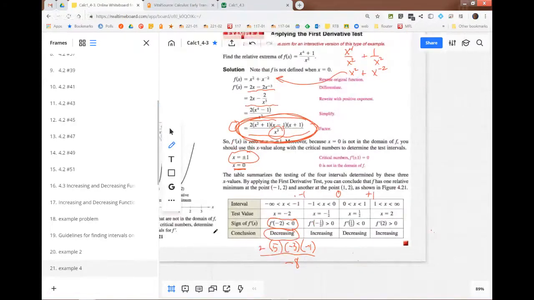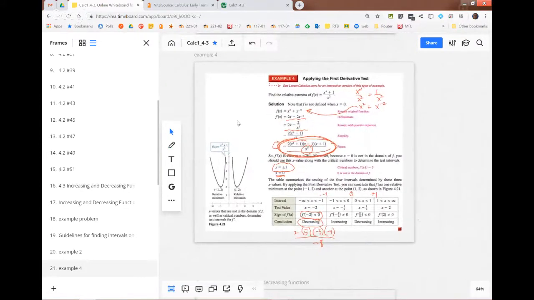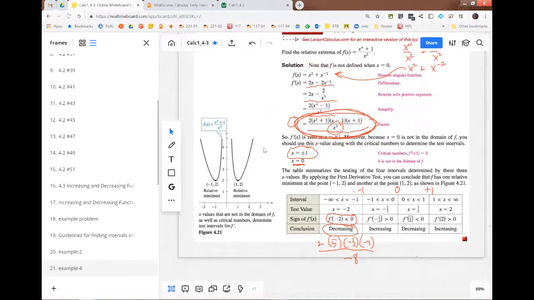And if we look at the graph, they've got it. They've kind of got it here, yeah, there it is. You can see our critical points are -1, that's right there, 0, it's at the asymptote, and +1. So yeah, in between -1 and 0, it's increasing. In between 0 and +1, it's decreasing. You can see that the increasing, decreasing is correct.